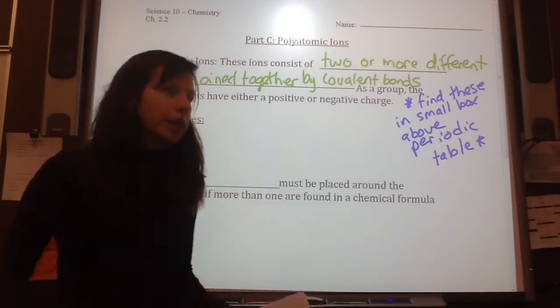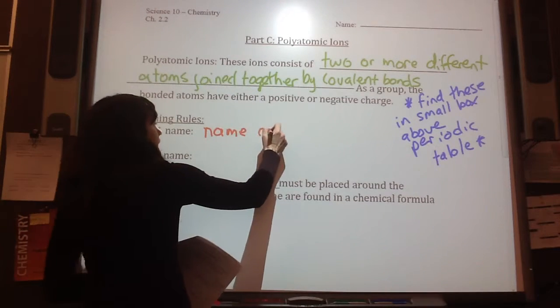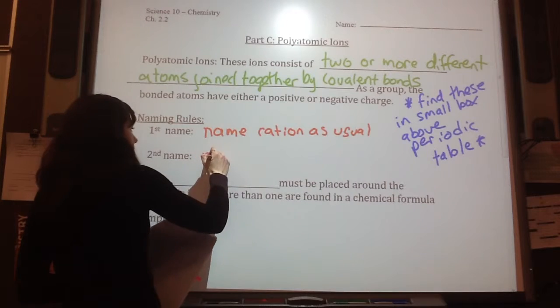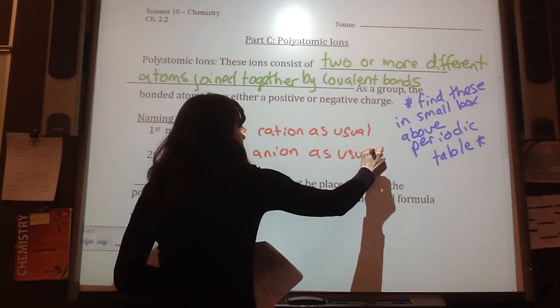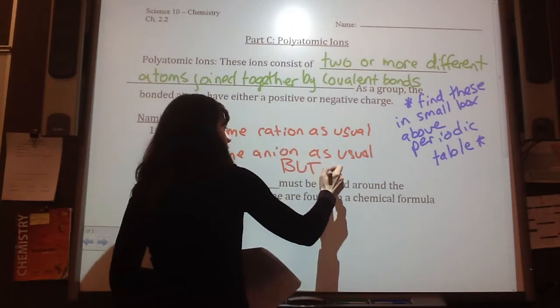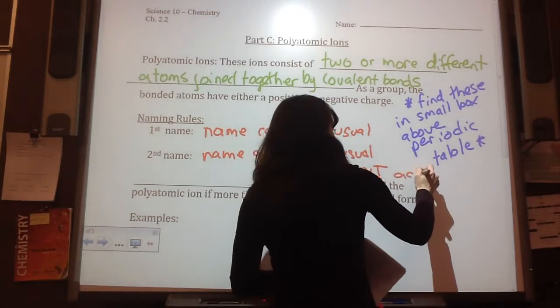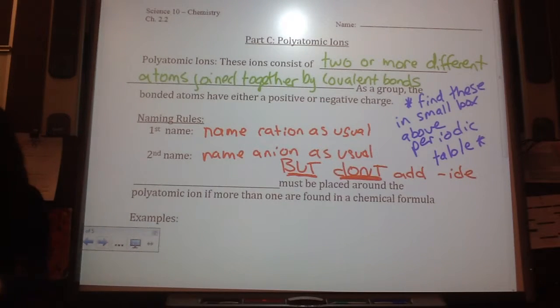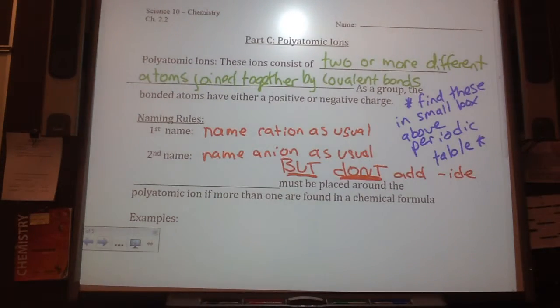Now, how do we name these? Because they're a little bit different. Well, you name the cation as usual, and you name the anion as usual, but don't add IDE. You don't change the ending. So whatever the word is in the table, that's the word that you keep. So you don't change the endings.